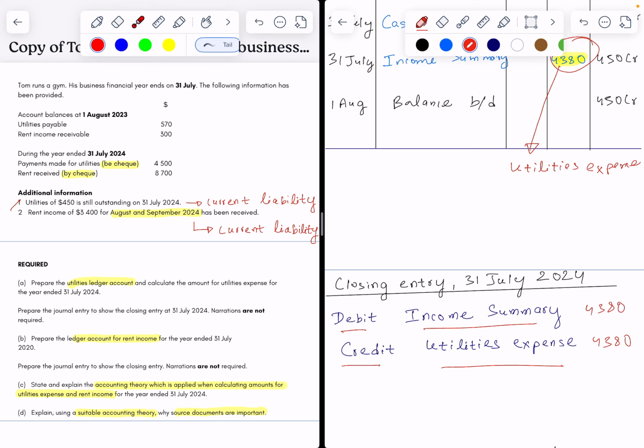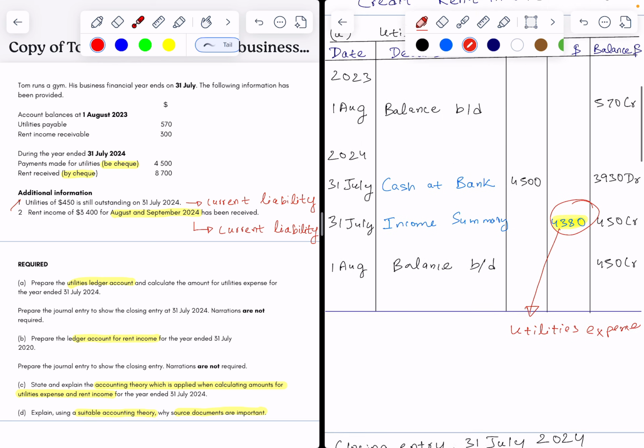This entry basically means that all expense accounts are reset to zero, because we want the balance in the next financial year to be zero, just so that we do not double count stuff. So debit income summary 4,380, which means this is the amount which you will report in the statement of financial performance or the income statement as part of your expenses. And then you credit the utilities expense by 4,380 because expense accounts are temporary in nature and we would want to have a net balance of zero in the expense amount itself. All right? Okay. So that takes care of the first part of this question, which is part A.